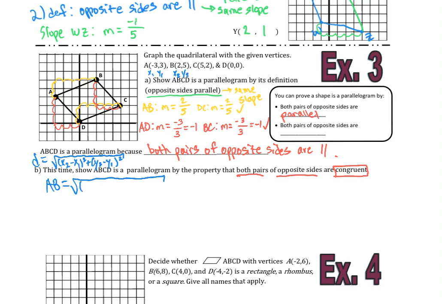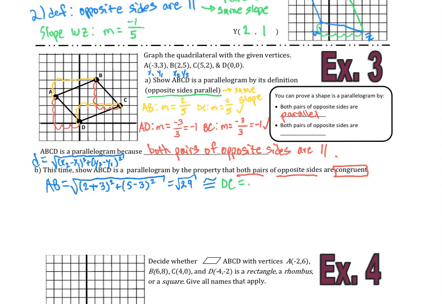Let's plug it in. We get 2 minus negative 3, don't forget the squared, plus 5 minus 3, don't forget the squared. And this double negative becomes a positive here. If you put this into the calculator, you should get the square root of 29. I'm just going to leave it as the square root of 29 because it gives us a decimal. And again, the opposite sides should be congruent. So AB should be congruent to, well, the opposite side of AB is DC. So let's check out DC now and see if that's true.